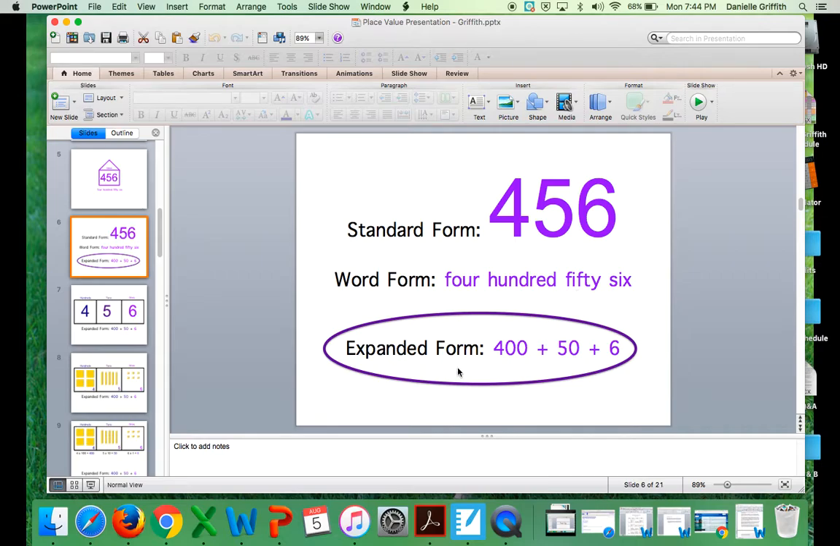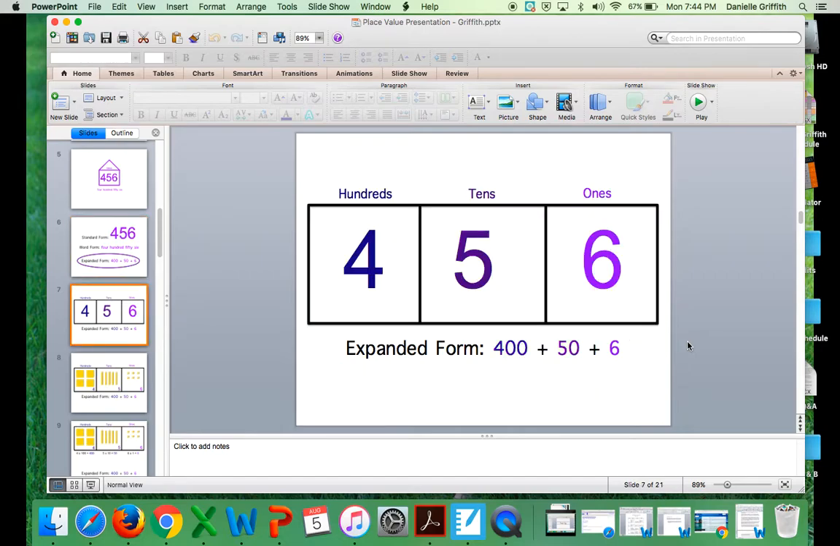Expanded form is when you break apart the number into its different place values. So we have 400 plus 50 plus 6. And I circled expanded form because that's the one that we're going to be using the most today. Because we're still in the ones period, I wanted to continue to use shades of purple so that you could still recognize that. I have further split the number using the expanded form into the ones group, the tens group, and the hundreds group.